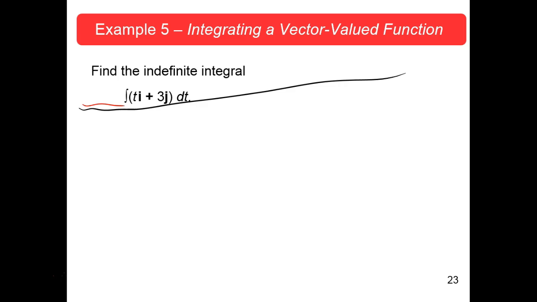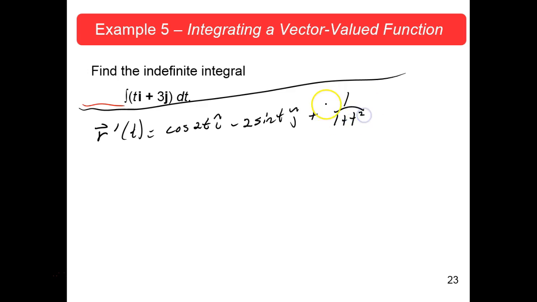All right, let's do example 7. Find the antiderivative of r prime of t, which is cosine 2t i minus 2 sine t j plus 1 over 1 plus t squared k, that satisfies the initial condition that r of 0 is equal to 3i minus 2j plus k.